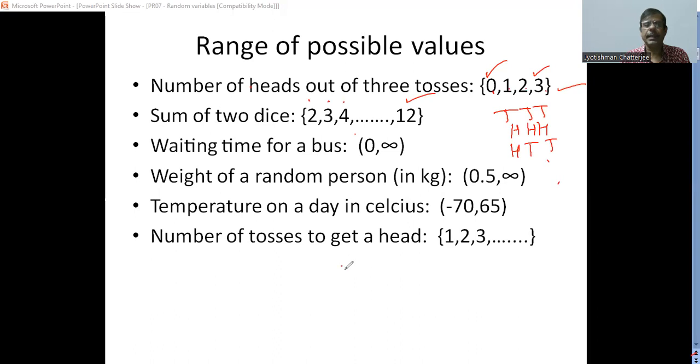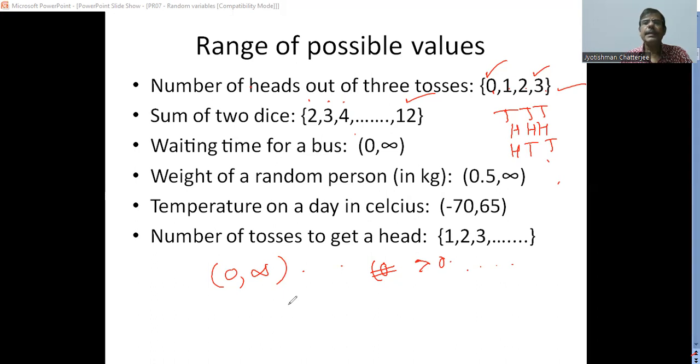Now, waiting time for a bus, you don't know exactly how long you are going to wait. Suppose you measure in seconds, maybe with a stopwatch, or in smaller units, say milliseconds. Then you know that you will have to wait some number of seconds, which is definitely more than 0. But exactly how long, you don't know. So to be on the safe side, you include all the positive numbers.